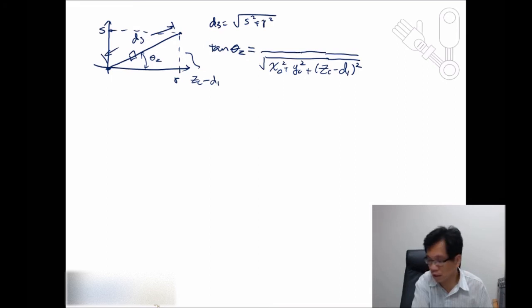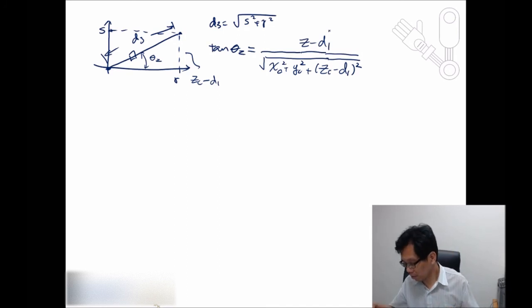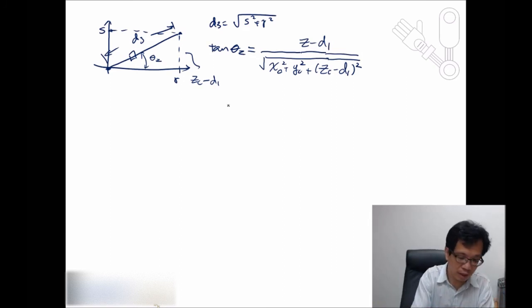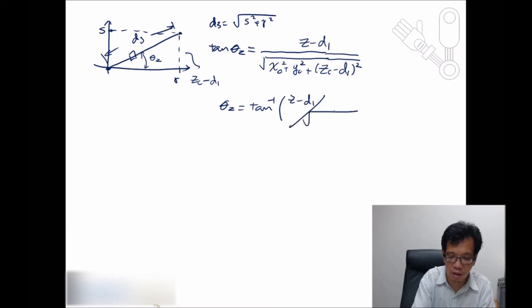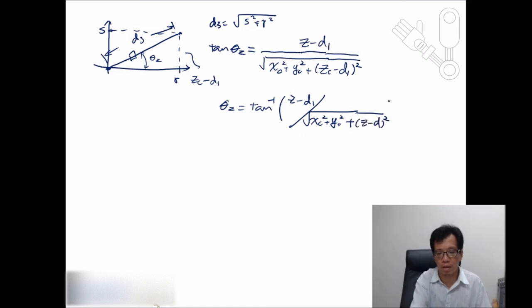This one over here is actually this one. So theta 2 is pretty straightforward. Okay, so this would be the answer.